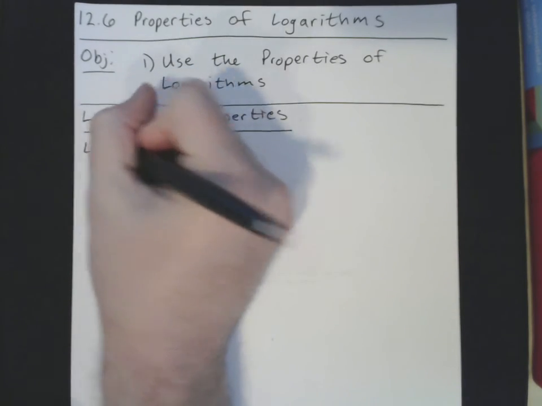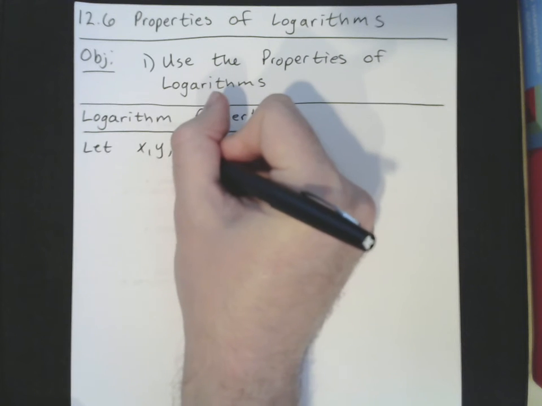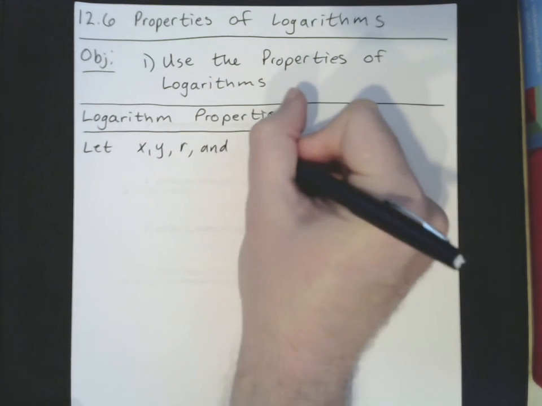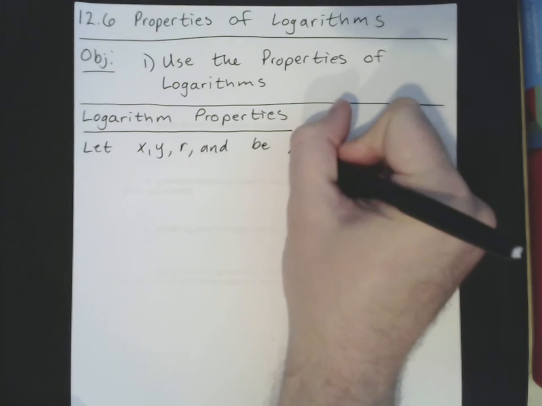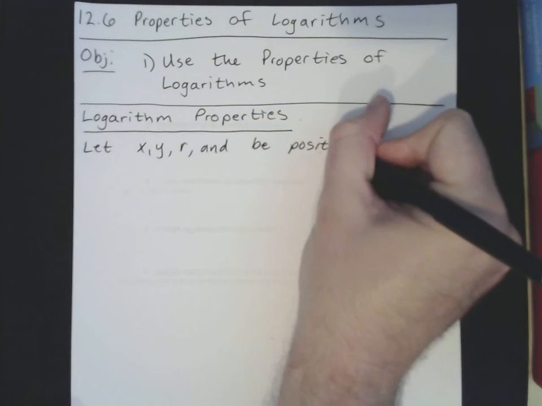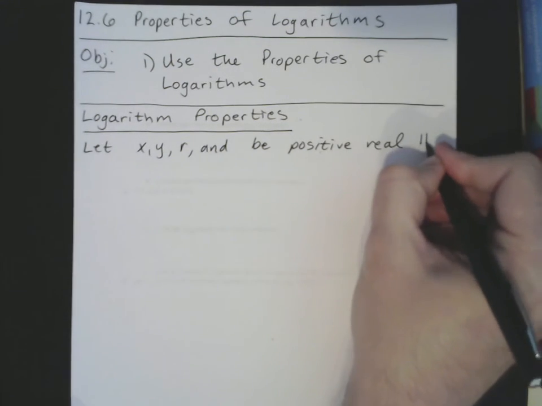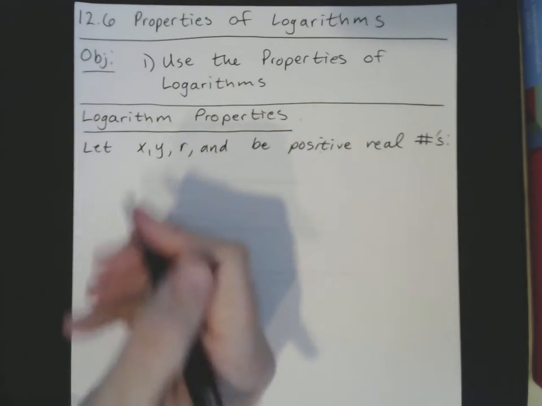So we are going to let x, y, r, and b be positive real numbers. And we need that for all of our properties.